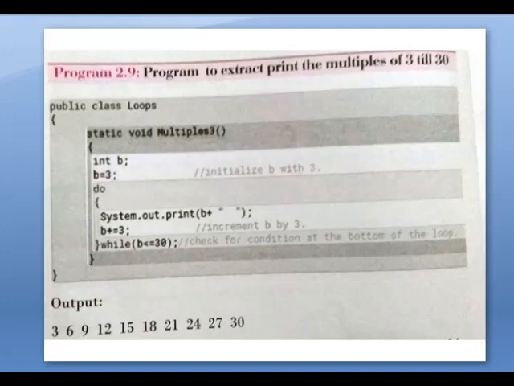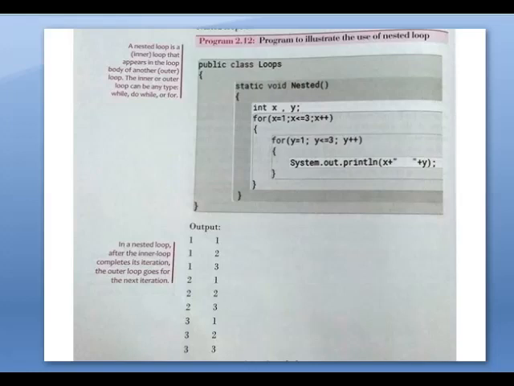Now we are going to see what is a nested loop. A nested loop means a loop that is used inside another loop. See, the nested loop is an inner loop, a loop that appears in the loop body of another loop. The inner or outer loop can be of any type: while, do while or for. In a nested loop, after the inner loop completes its iteration, the outer loop goes for the next iteration.